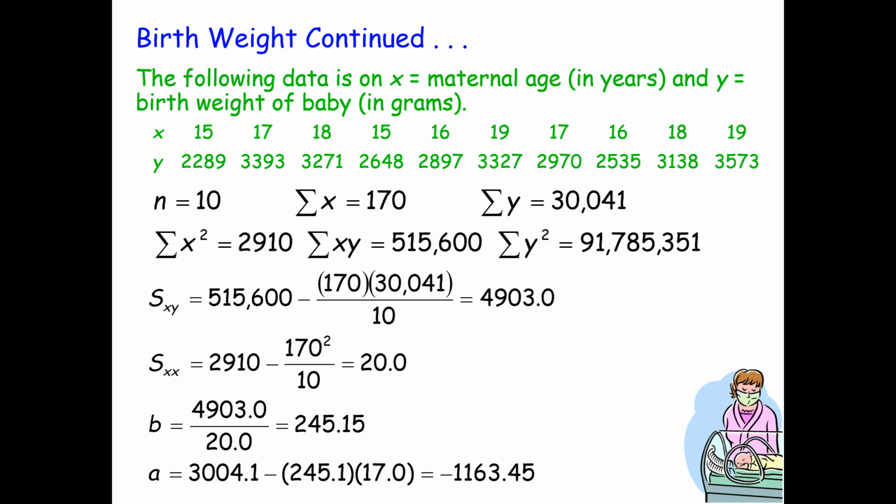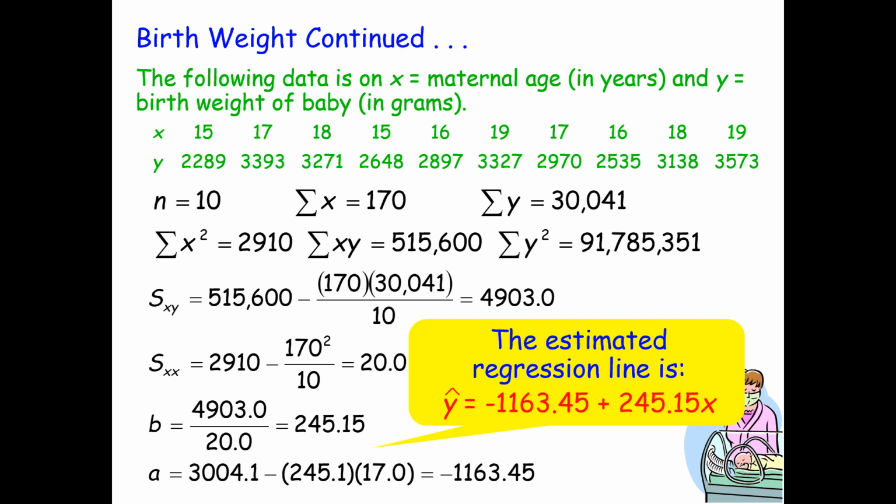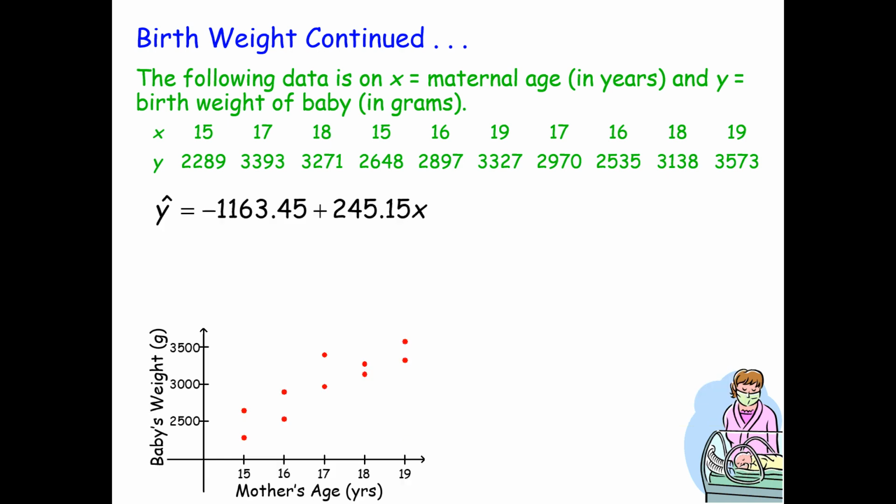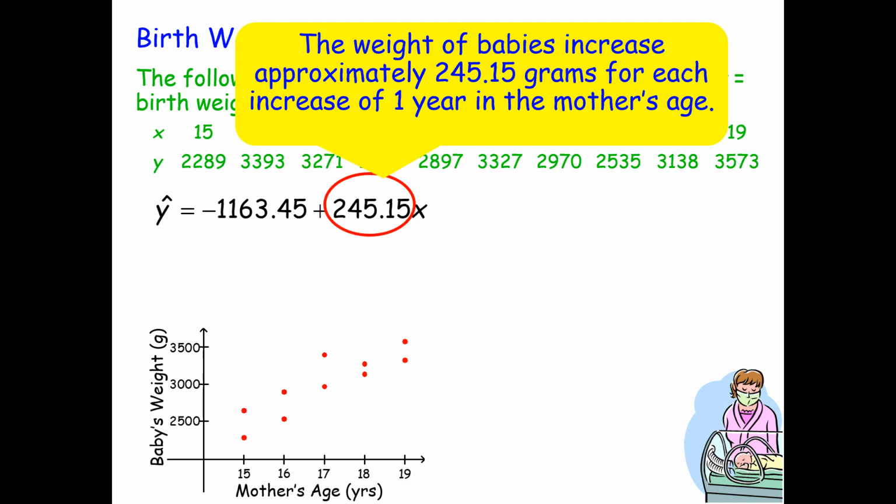Now the estimated regression line is y hat equals negative 1,163.45 plus 245.15x. Let's go back to our scatter plot and put our y hat equation there as well, our linear regression model. Now this 245.15 is the slope: the weight of babies increases approximately 245.15 grams for each increase of 1 year in a mother's age.